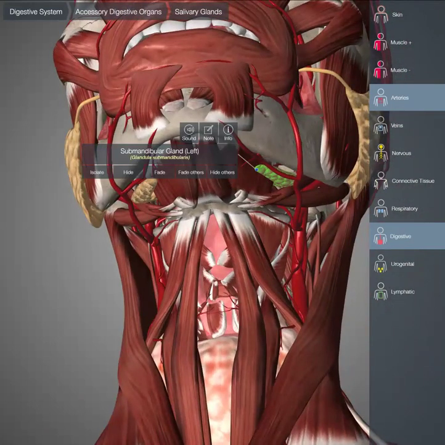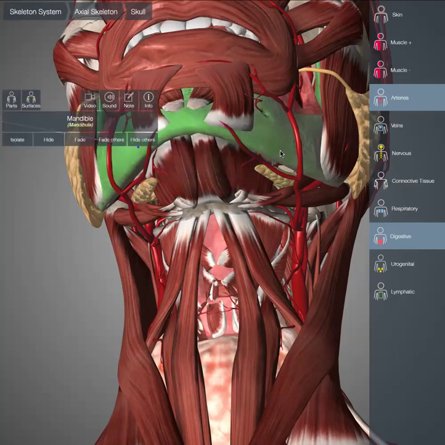It's almond shaped, situated under the tongue, and bordered laterally by the mandible and medially by the genioglossus muscle of the tongue. Again, most deeply situated, almond shaped, laterally bound by the mandible, medially bound by the genioglossus muscle of the tongue.